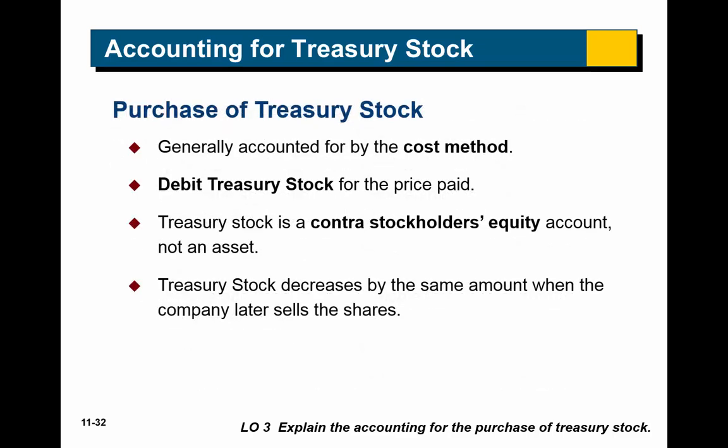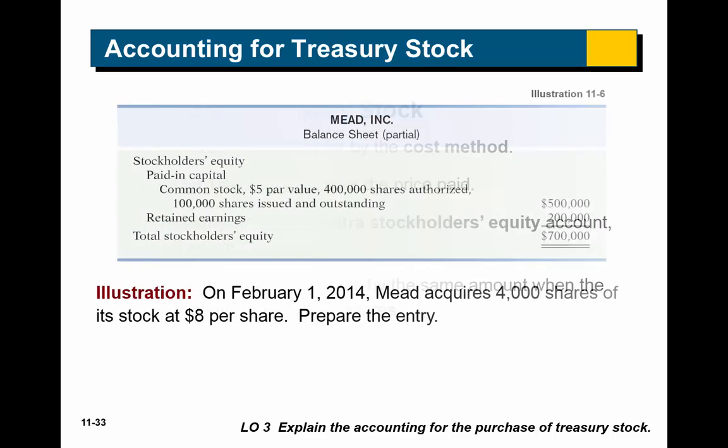So generally, when we purchase treasury stock, we list it on our books at the cost. When we do that, we debit an account called treasury stock. Treasury stock is a contra stockholders' equity account. Treasury stock will decrease by the same amount when we sell the shares later. So treasury stock will offset our total stockholders' equity, or decrease the amount of total stockholders' equity.